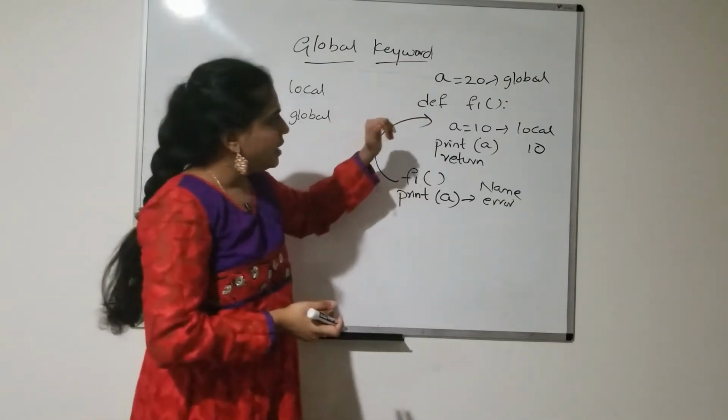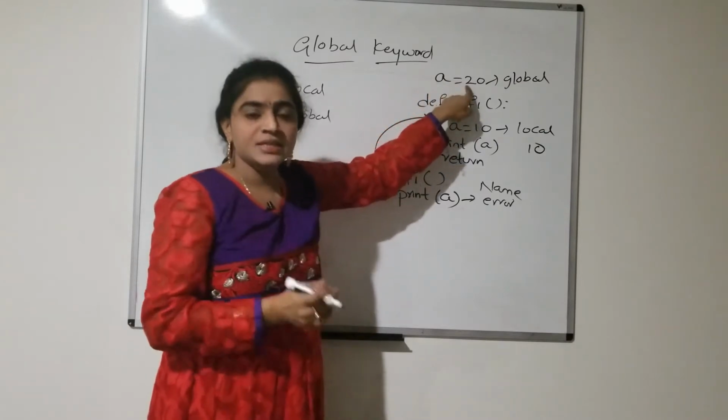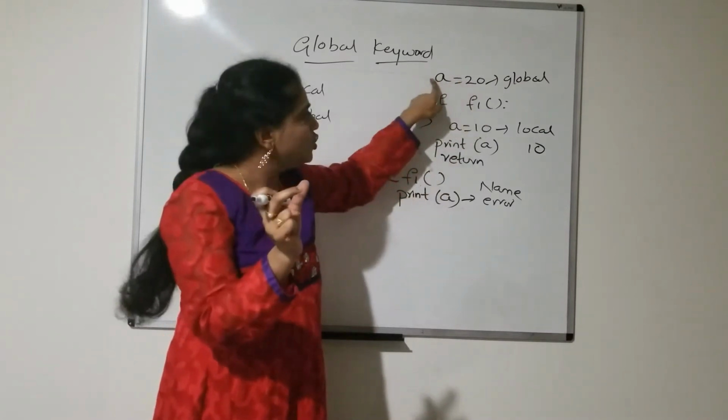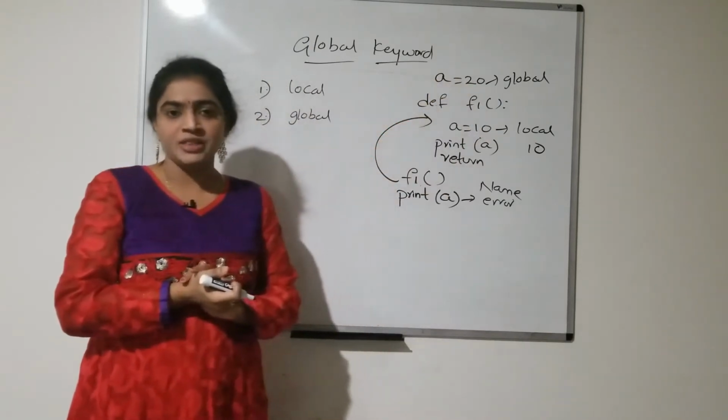Here, what happens first: initially, a equal to 20 means some memory is allocated to that variable a, and 20 is stored in that memory allocation, at that address.